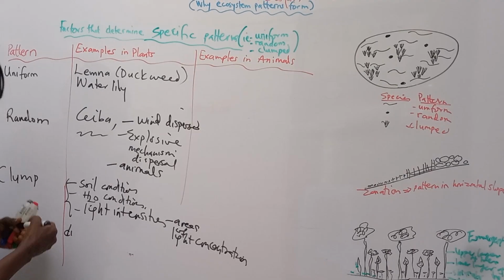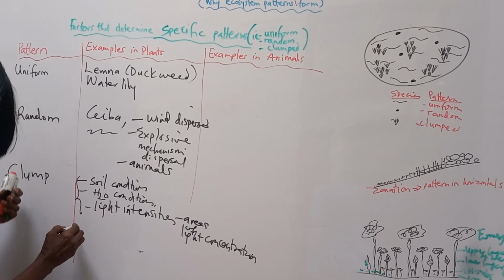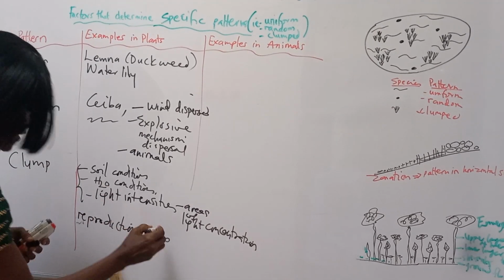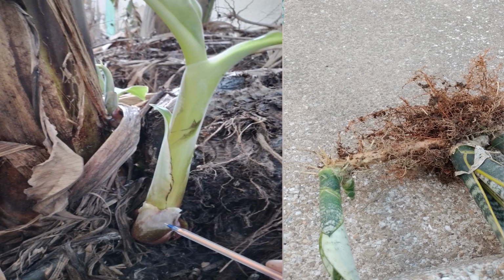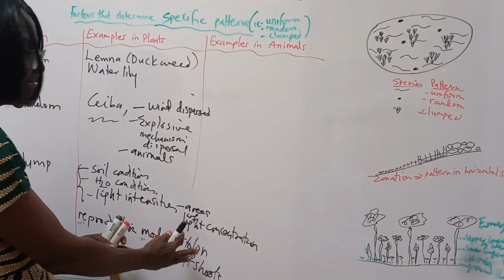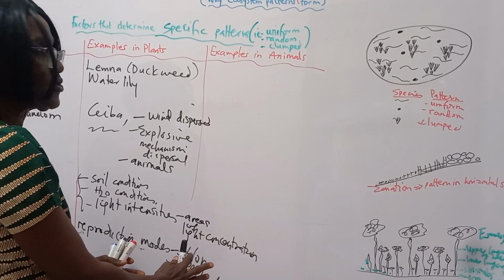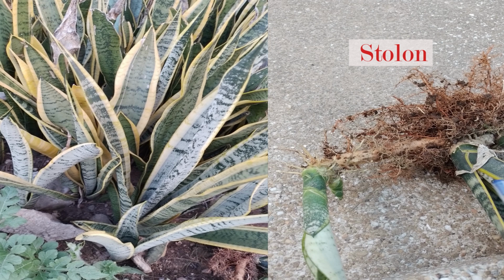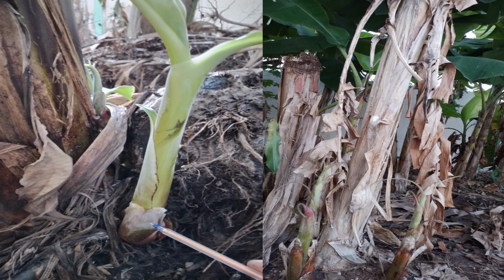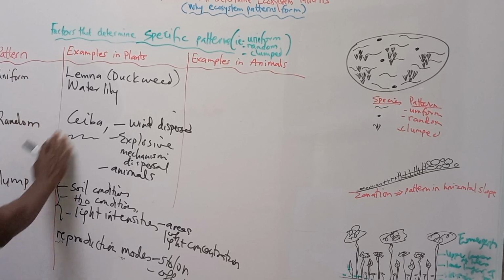Besides that, there's also reproduction modes. For instance, if you have stolons or offshoots, like the suckers of plantain, plants that grow by stolons, they will grow and form clumps in the areas that they can get good nutrients. Offshoots of plantain and banana, they are clumped because of the type of reproduction. So these are for the plants.